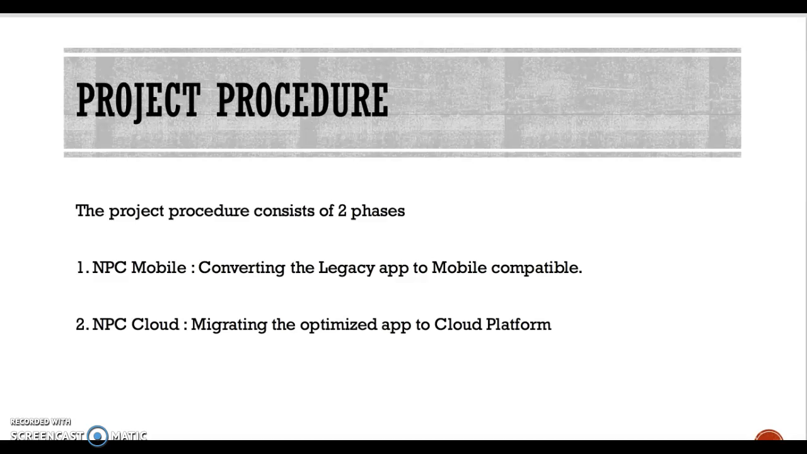Even the pages and the transition between one system to another system is really slow in the old app, so we are even trying to solve that issue as well. And the second one is the NPC cloud. This is about migrating our app to the cloud platform. The reason for doing it is cloud platforms are easy to maintain, simple to understand, and less in cost. This makes our application fast and also optimal at the same time. So these are the two phases in which we complete this project.